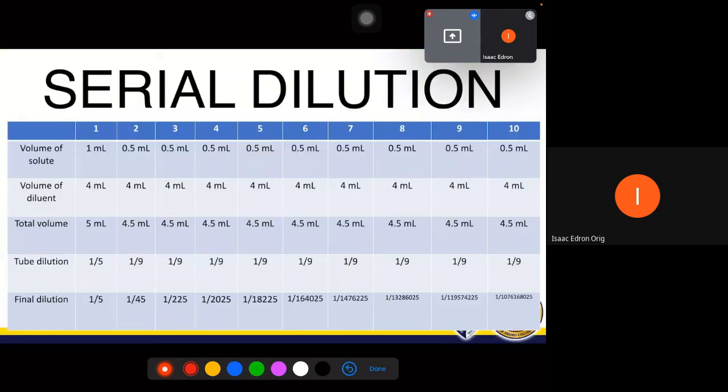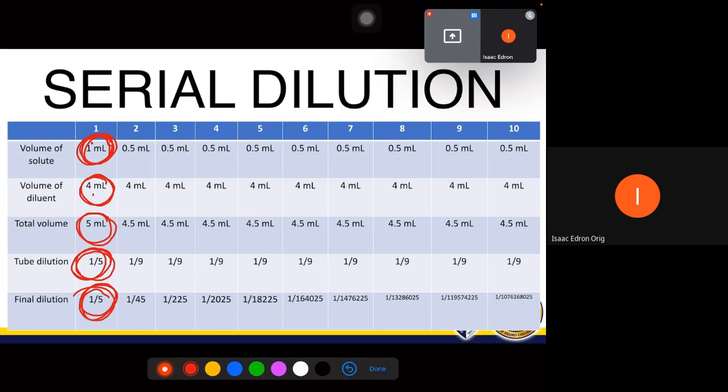Okay? So, ang first tube natin, 1 ml. Okay? First tube natin is 1 ml. Then the diluent is 4 ml. So, the total volume 1 plus 4 is 5 ml, di ba? 5 ml ang first tube natin is total volume 5 ml. So 1 ml over 5 ml, the tube dilution is 1/5. Then the final dilution is still 1/5 kasi di ba galing siya sa stock solution.